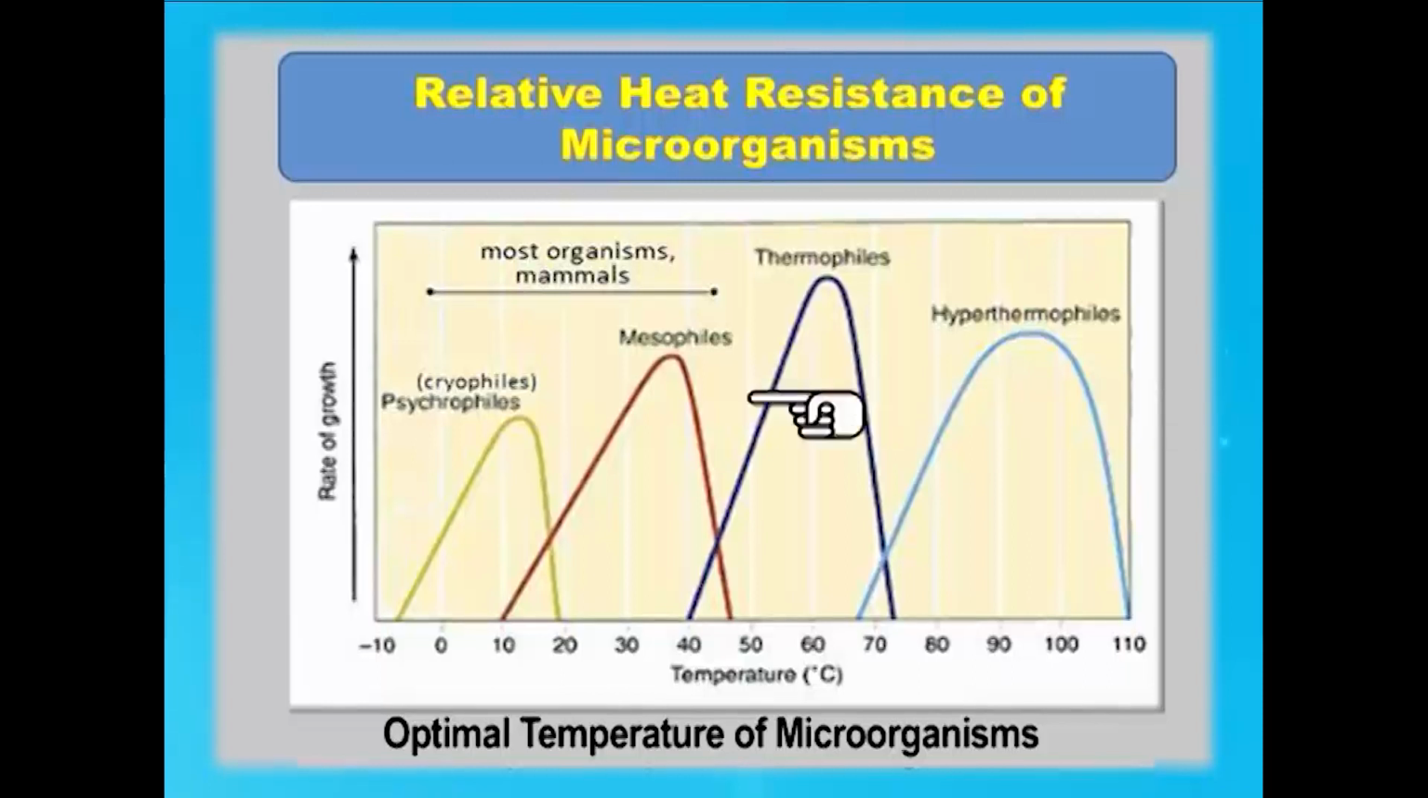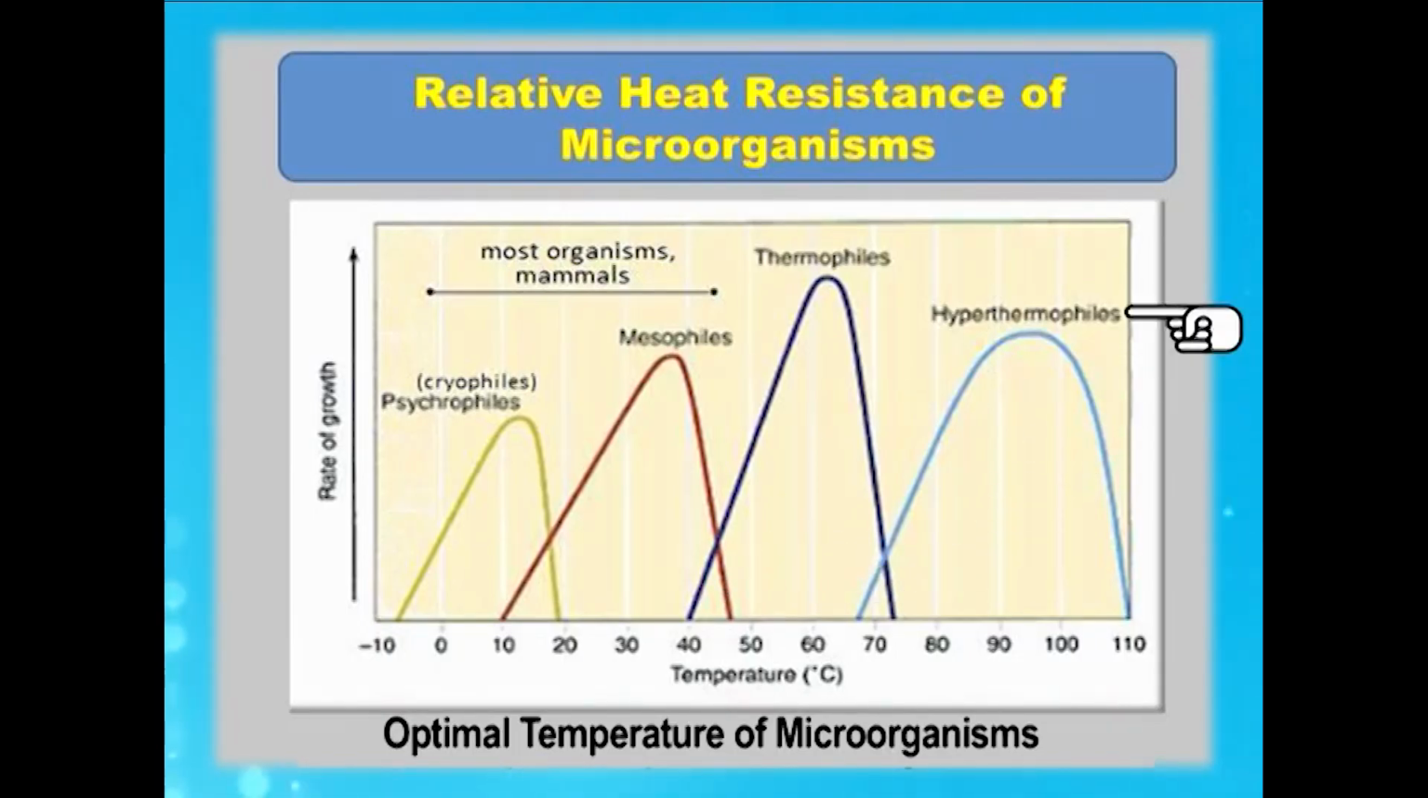When I say psychrophiles, that means these microorganisms are able to survive at a temperature of -10 to 20 degrees Celsius. However, there is another group called mesophiles, which survive at a temperature of 10 to 50 degrees Celsius. Thermophiles are able to survive at a temperature of 40 to 75 degrees Celsius.